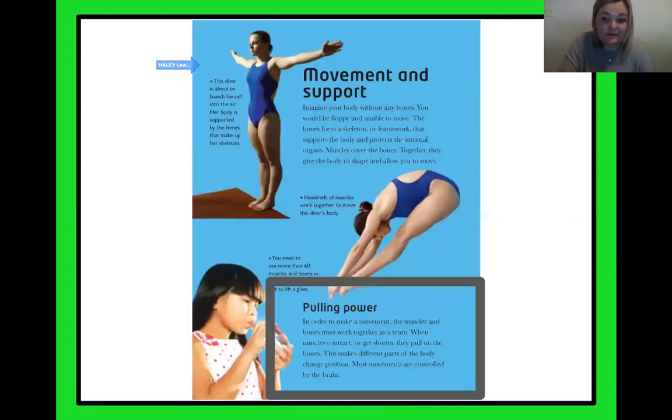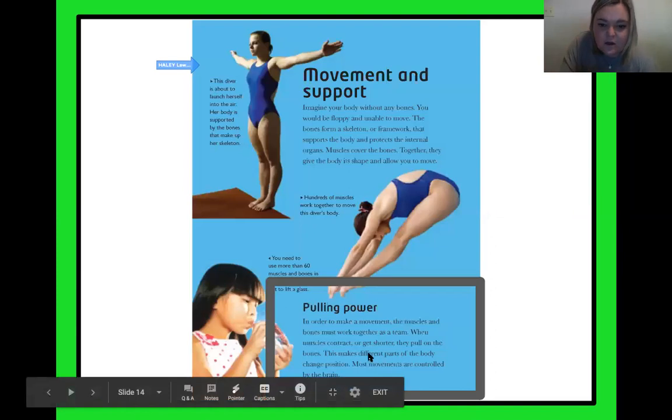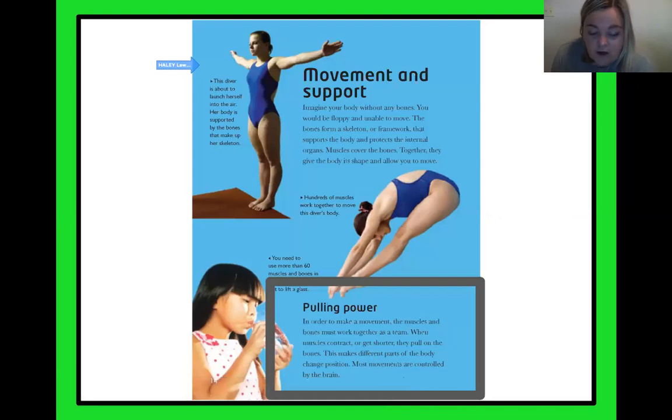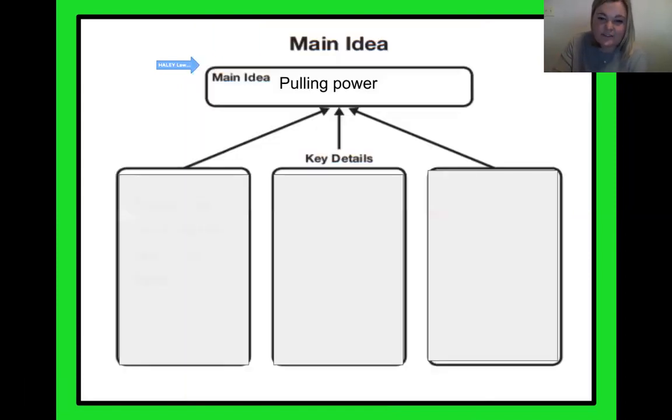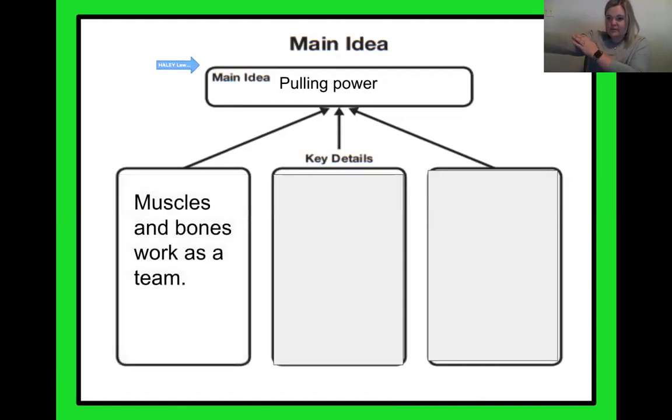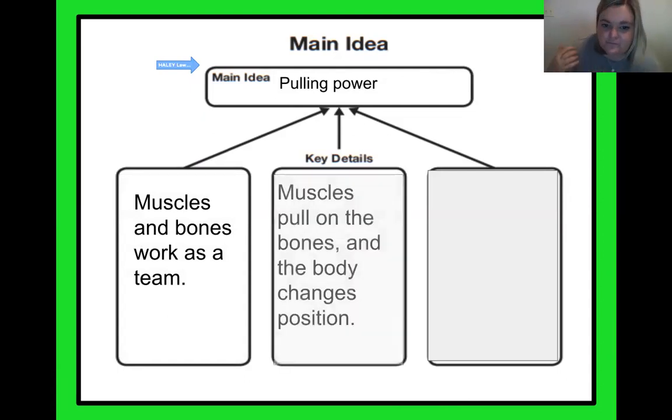We're going to pop back to this page and just see what else they say. When muscles contract or get shorter, they pull on the bones. This makes different parts of your body change position. So I kind of feel like those go together. So for my arm to move, this muscle, if we feel it, is contracting, pulling this bone to move it. So your muscles pull on the bone and it makes your body change positions. So that would be our next key detail.